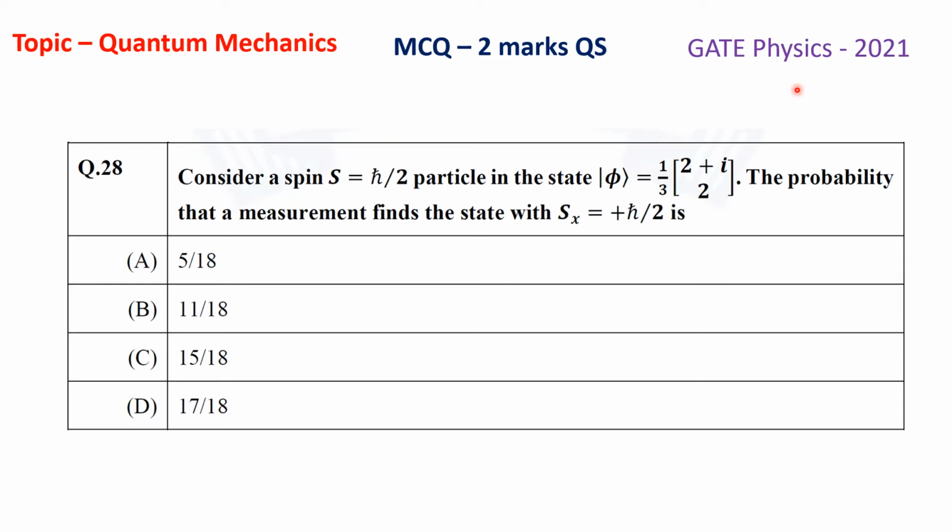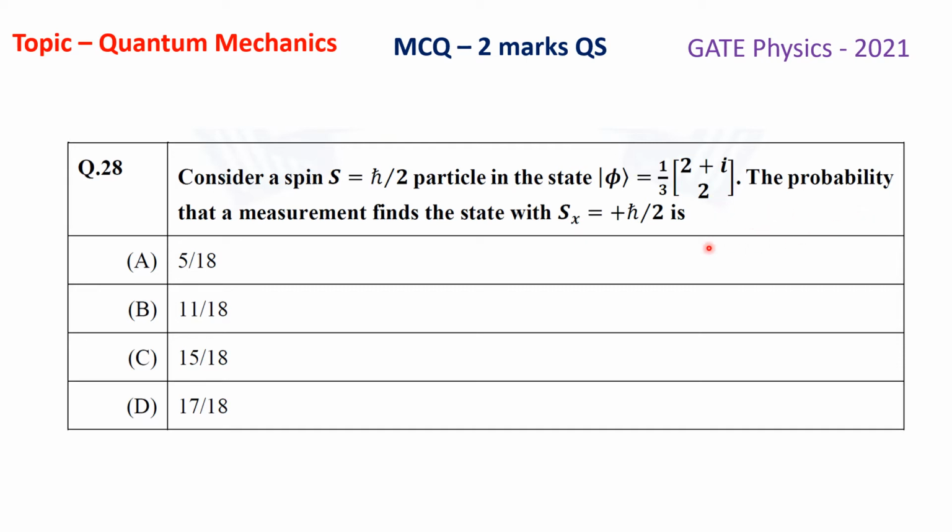This question was asked in the GATE Physics paper 2021. It is an MCQ type, 2 marks question, and the topic of the question is quantum mechanics. The question is, consider a spin ħ/2 particle in the state phi. In matrix form it is 1/3 times the column matrix (2+i, 2).